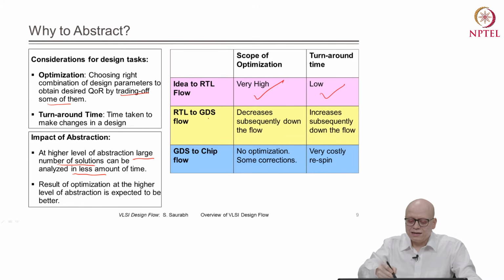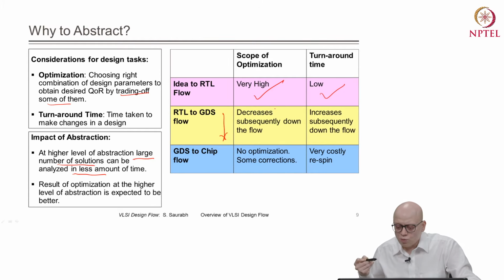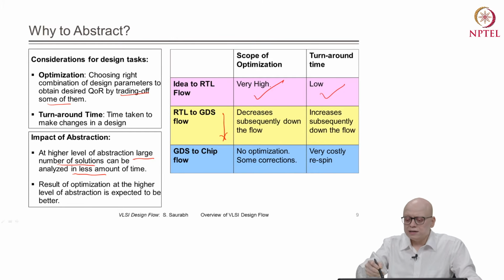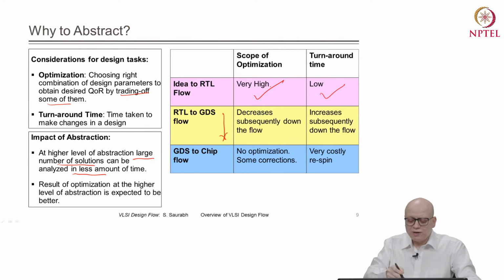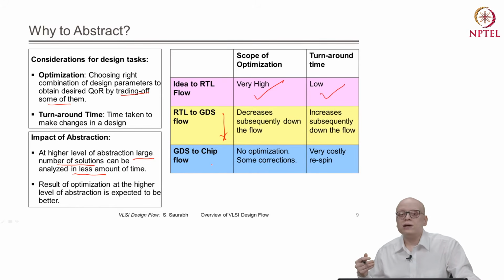And in the RTL to GDS flow, what happens is that as the design flow moves, more details are added, and therefore making changes becomes difficult, and the scope of optimization decreases, because we can try out fewer options, right? And when we go into the last part, that is the fabrication, there is no optimization. Only if some corrections are required, those are made, and those are very costly.